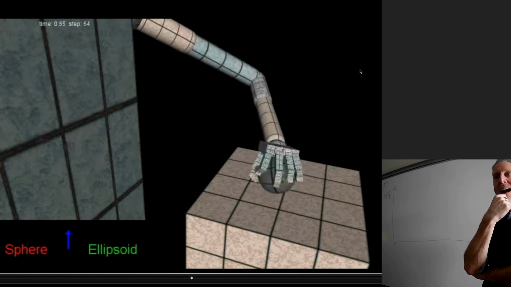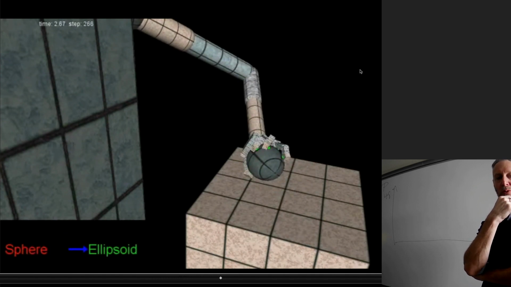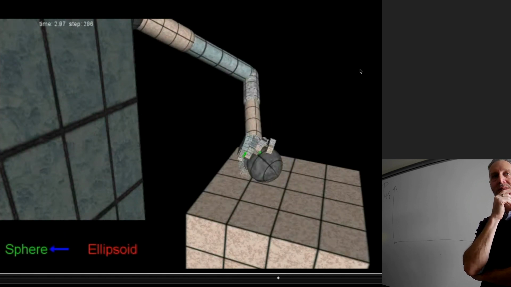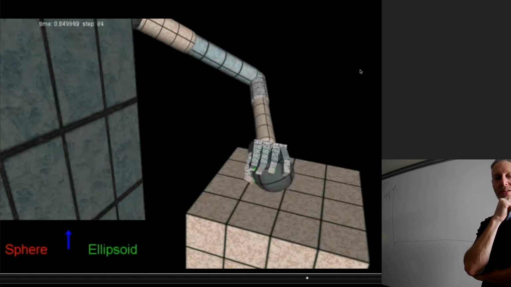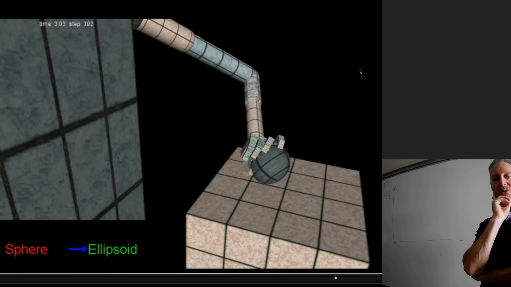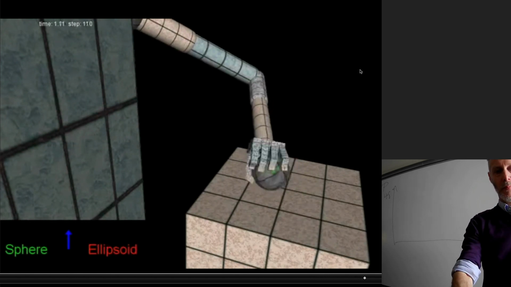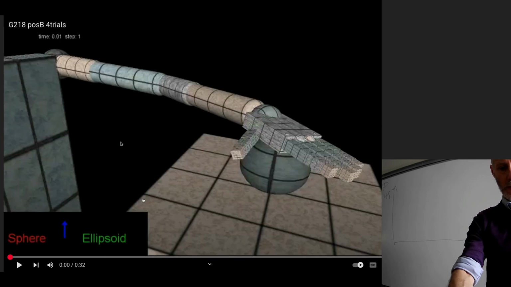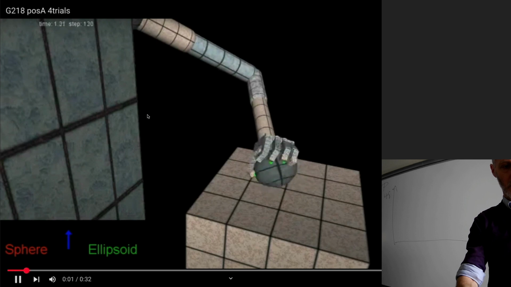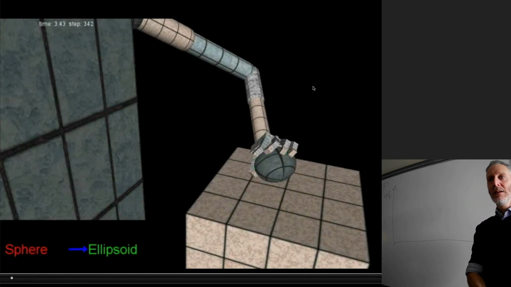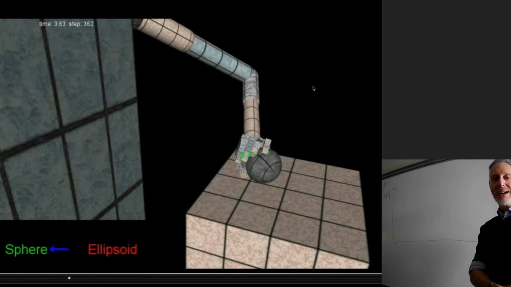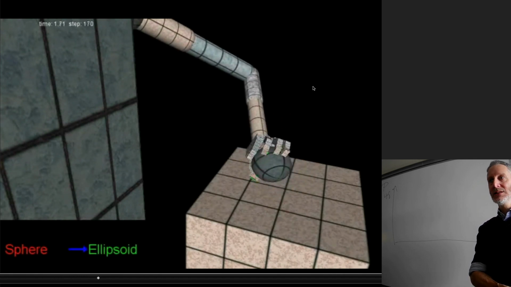Let's start with the actions that the robot is performing. Can you tell by looking at its actions whether it knows whether it's in the presence of a sphere or an ellipsoid? Let's see if I can put this on the loop here. How does the robot act when it's in the presence of spheres, and how does it act when it's in the presence of ellipsoids?